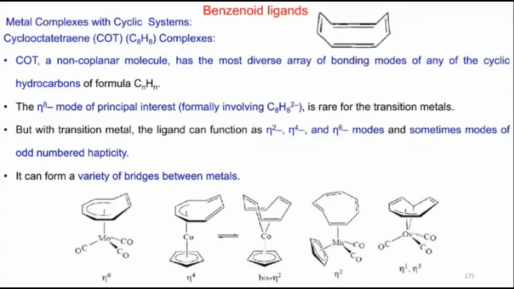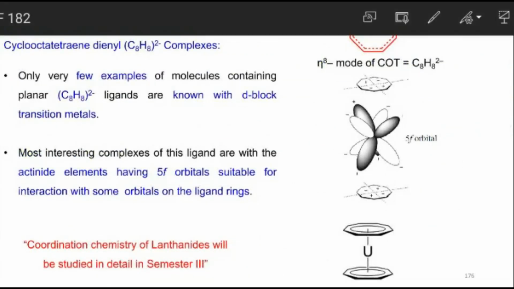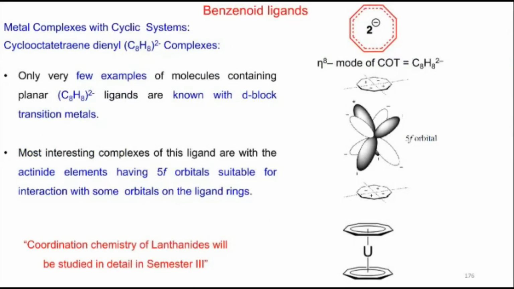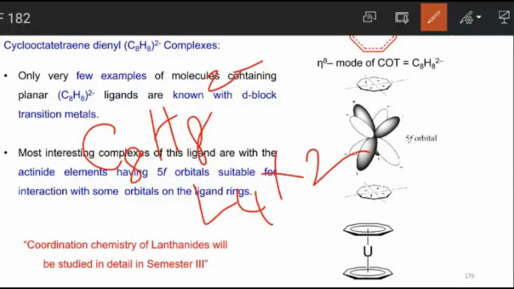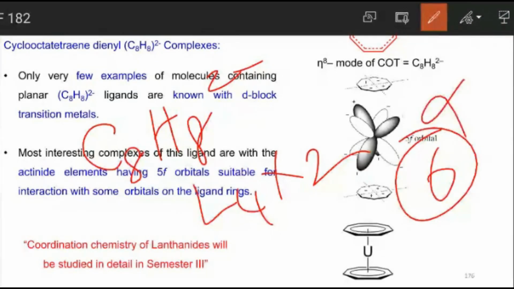On the other hand, if I go for the other higher member, this is COT. Look here, the structure is the cyclooctatetraenyl dianion, C8H8 2 minus, meaning that it is L4X2. The single cyclooctatetraenyl dianion itself contributes 6 coordination number. Therefore, it is very much impossible for a transition metal to make a complex. Therefore, you cannot see any COT containing transition metal complex.